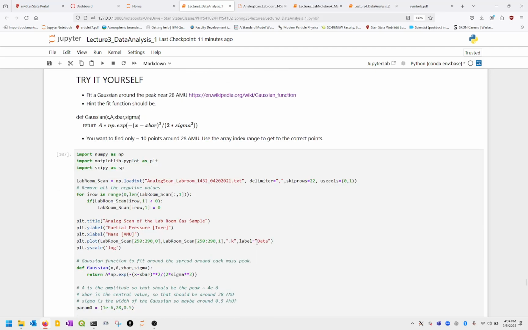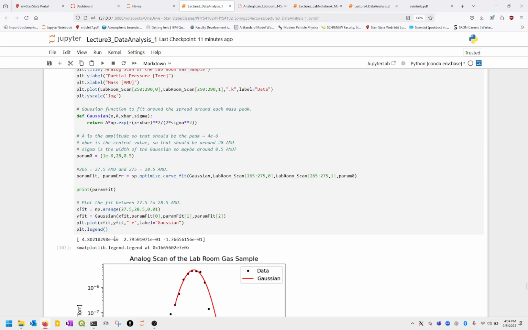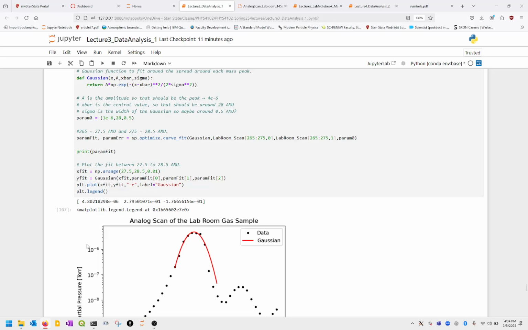Okay, those of you who are able to complete the fit, you can actually print it out just like we did before. So this first number corresponds to this A, which is the amplitude of the Gaussian, 4.8 times 10 to the negative 6. So that's actually where this peak is. The second parameter is x bar.